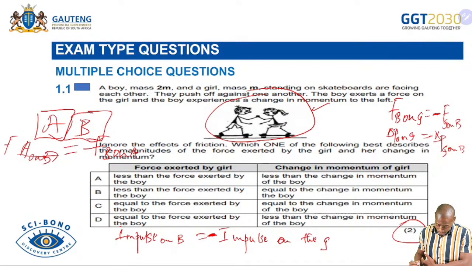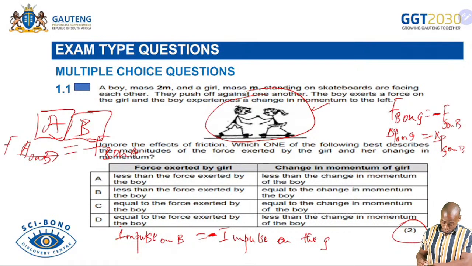So the mass of the boy is twice the mass of the girl, right? But irrespective of their masses, the force exerted by the girl on the boy will be equal to the force exerted by the boy on the girl, acting in opposite directions. Same with the impulse. Impulse on the girl will be equal to impulse on the boy in opposite directions. Change in momentum on the boy equals change in momentum on the girl, but in opposite directions.